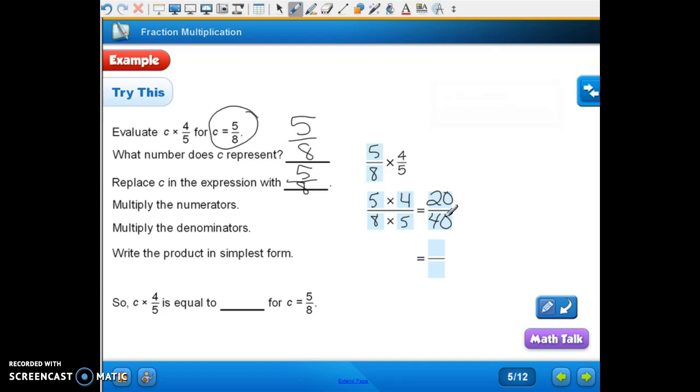The best way to get that in simplest form is to notice that you can divide each of those numbers by 20. There is 1 20 in 20 and 2 20s in 40. So C times 4/5 is equal to 1/2 when C is equal to 5/8.